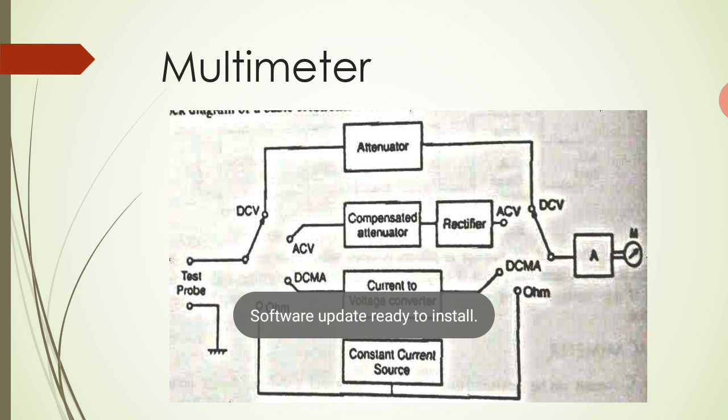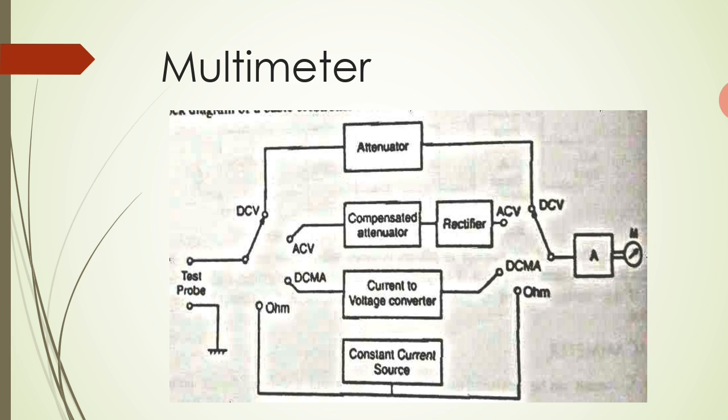Next is the multimeter. An electronic multimeter is a most versatile general purpose instrument which can measure DC and AC voltage as well as current and resistance. This instrument is also known as a volt ohm milliammeter.